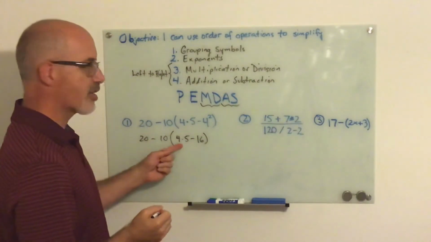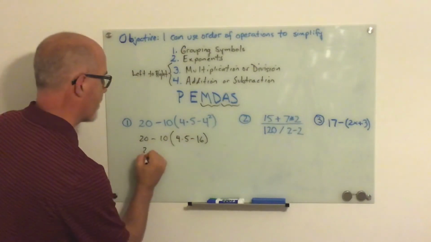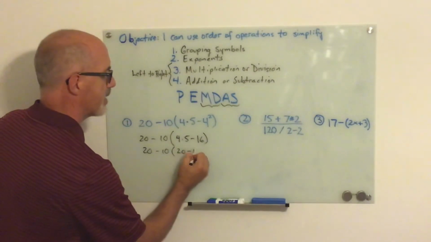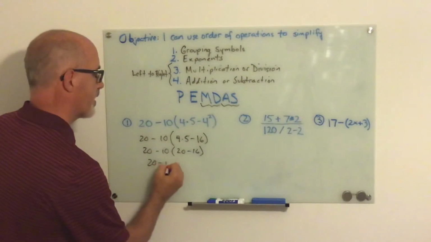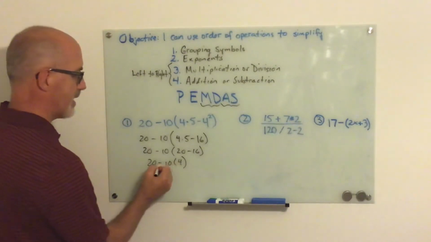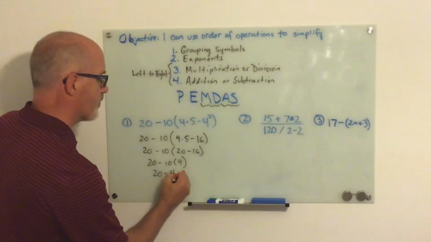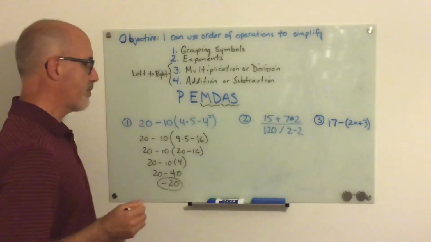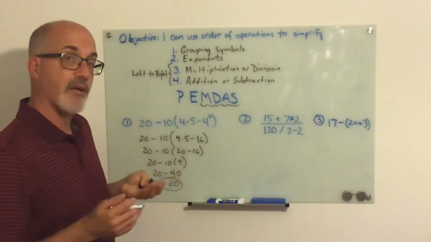Now looking inside here, because we're not done with the parentheses, we're going to do the multiplication before the subtraction. So 4 times 5 is 20, minus 16. Now let's simplify that 20 minus 16. You get that equal to 4. So we get 20 minus, now before the subtraction, we do the multiplication. So 20 minus 40, which gives us negative 20 for an answer. So that's how you do order of operations given this line of operations.